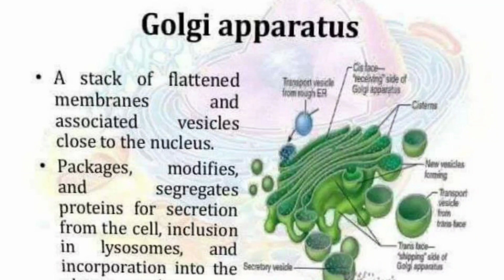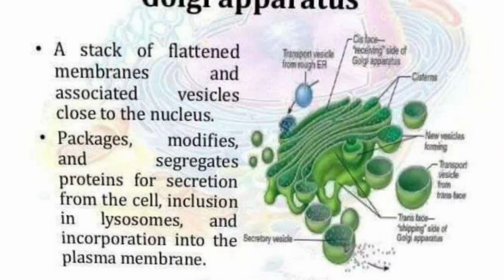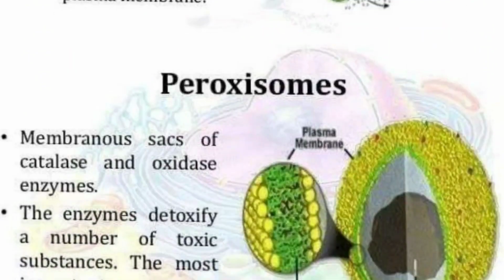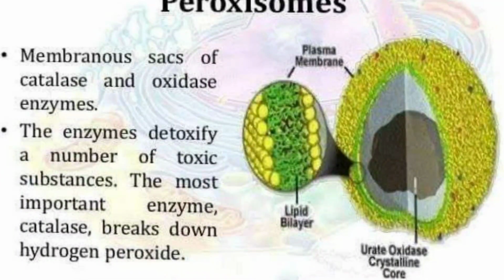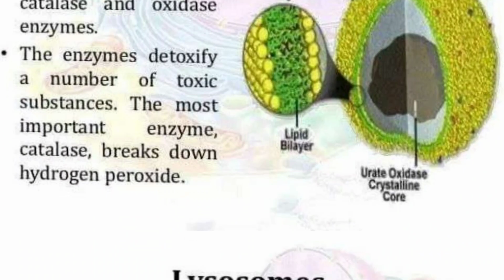Golgi apparatus, a stack of flattened membranes and associated vesicles close to the nucleus. Packages, modifies and segregates proteins for secretion from the cell, inclusion in lysosomes and incorporation into the plasma membrane. Peroxisomes, membranous sacs of catalase and oxidase enzymes. The enzymes detoxify a number of toxic substances. The most important enzyme, catalase, breaks down hydrogen peroxide.